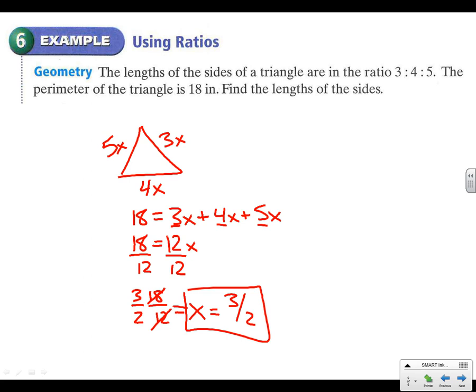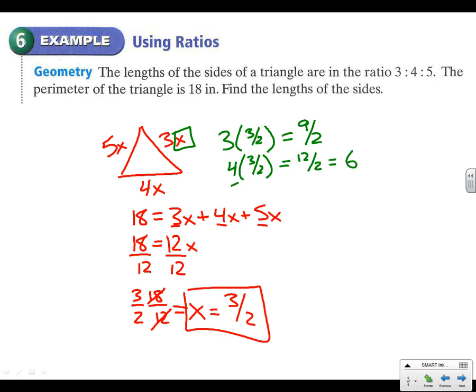Okay, so that's x. Now, is this our final answer here? It's actually not, because we want the lengths of the sides. We have to go back in here and replace x with 3 halves. So 3 times 3 halves is 9 halves. That's one side. 4 times 3 halves is 12 halves, which equals 6. And last one, 5 times 3 halves is 15 halves.